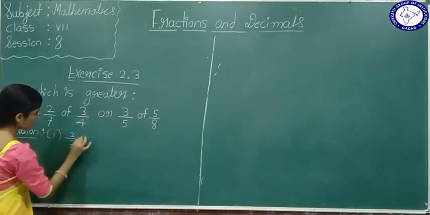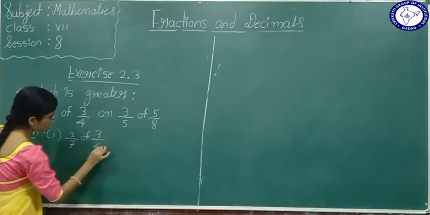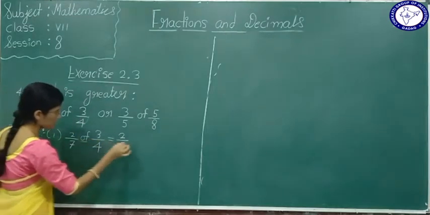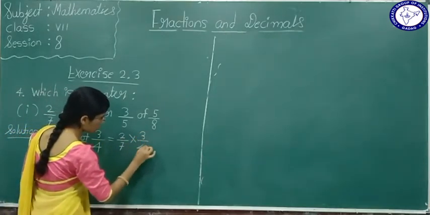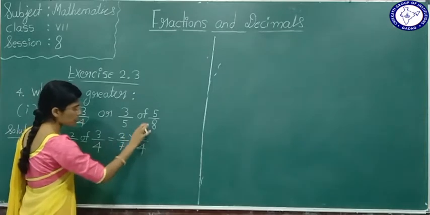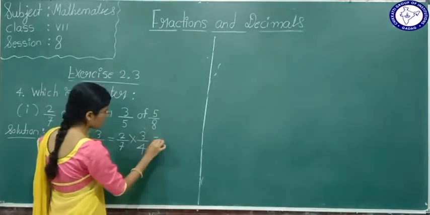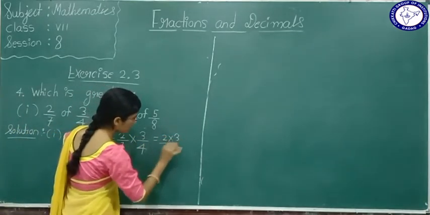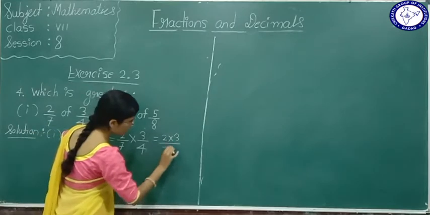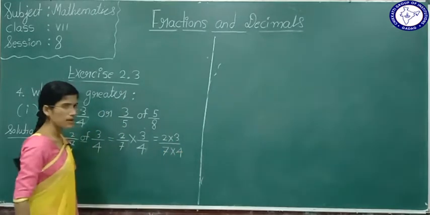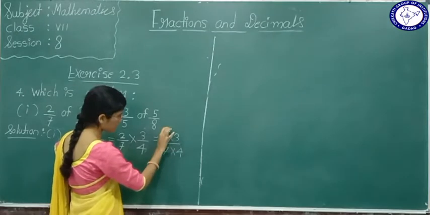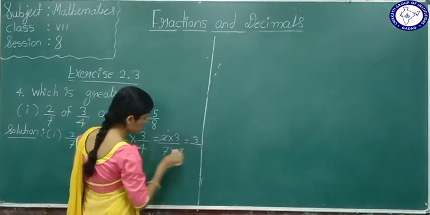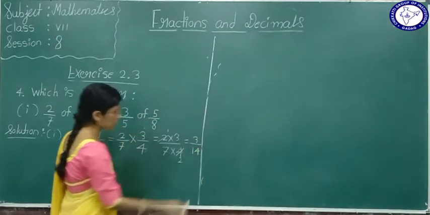2 by 7 of 3 by 4. Here, what will of represent, students? Of will represent multiplication. Yes or no? Now, how to multiply a fraction with a fraction? It is multiply numerator with numerator, that is 2 multiplied by 3 divided by 7 multiplied by 4. Okay. Now see here, we can cancel like this, no? 2 ones are 2, 2 twos are. What is the answer? 3 by 7 twos are 14.